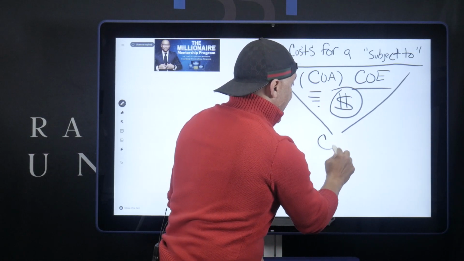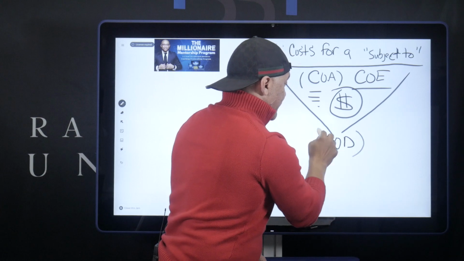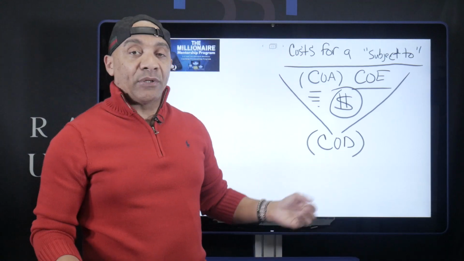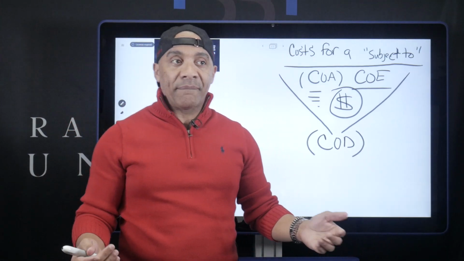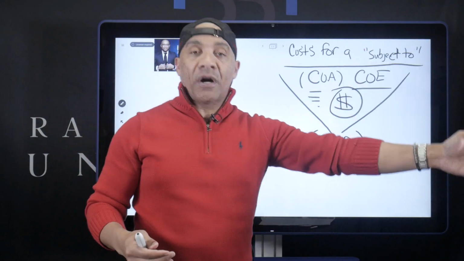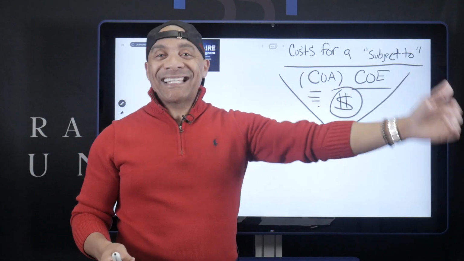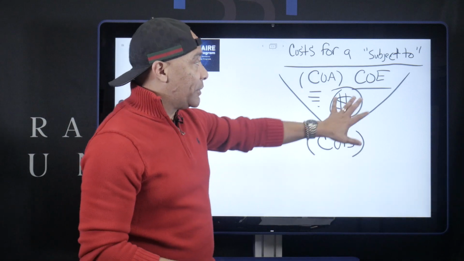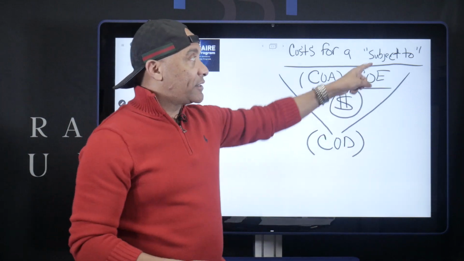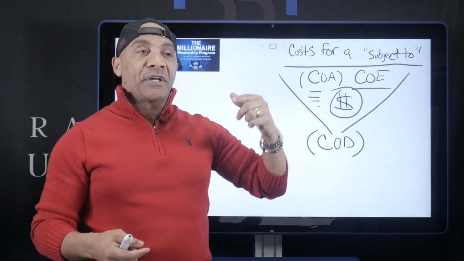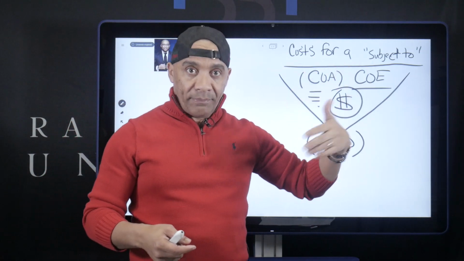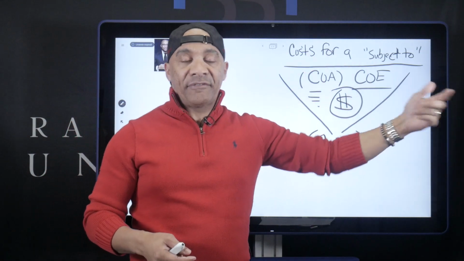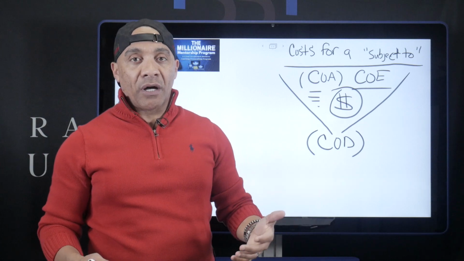Then you have what I refer to as a COD, or cost of disposition. That means, what are the costs associated with me exiting this deal? I know how much it's going to cost me to buy it subject to, but how much is it going to cost me to either rent it, buy and hold, or sell it, fix and flip it? I want to know what those costs are.